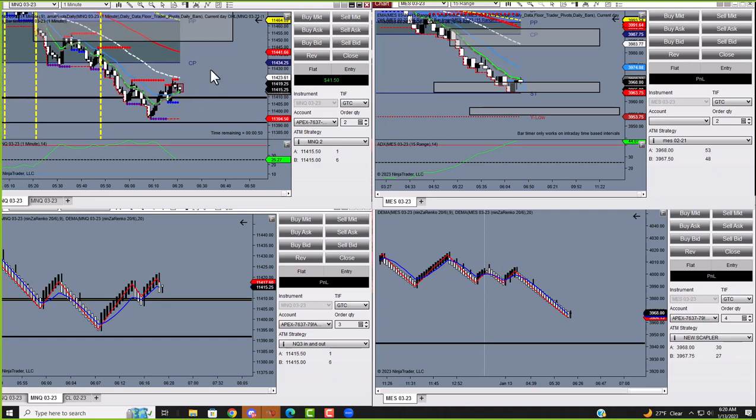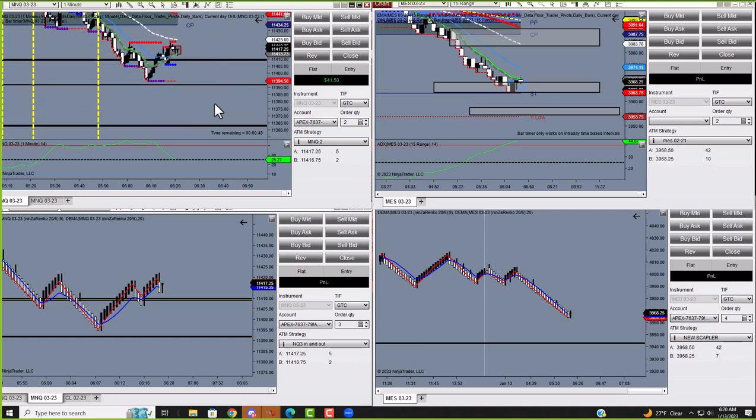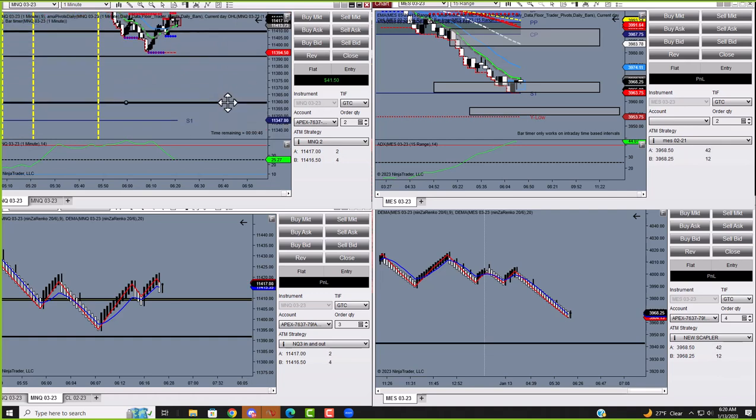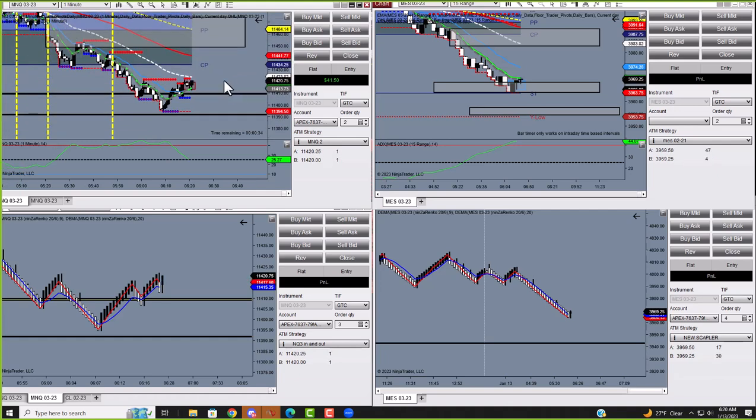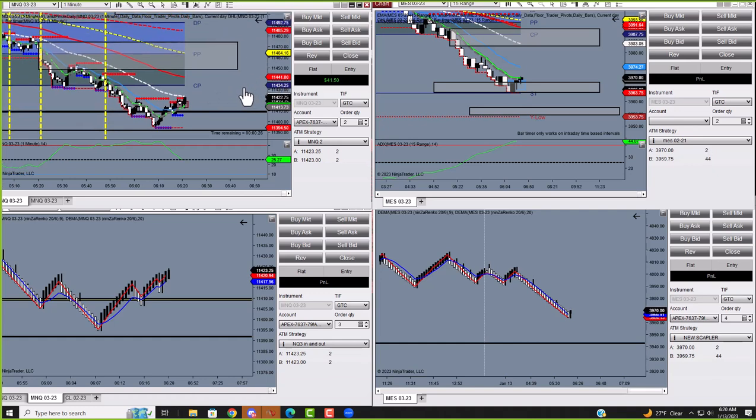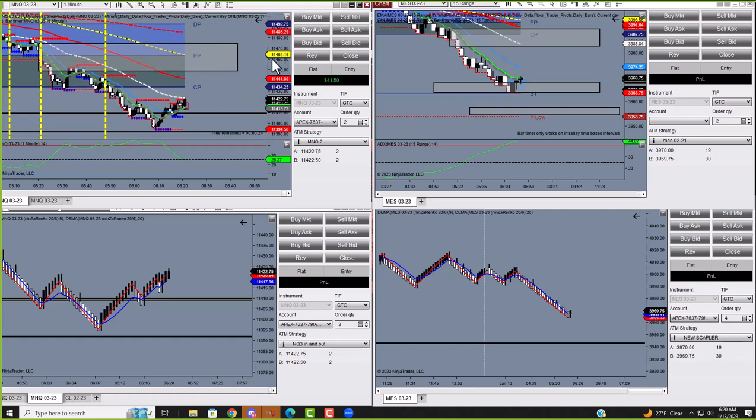$360 is another target to the downside. I think I have it marked up right here. We'll put a box on there. I don't think we get that until we bounce up and take some of these out. 460, we're going to go to 460. We're going to come back up to 460.